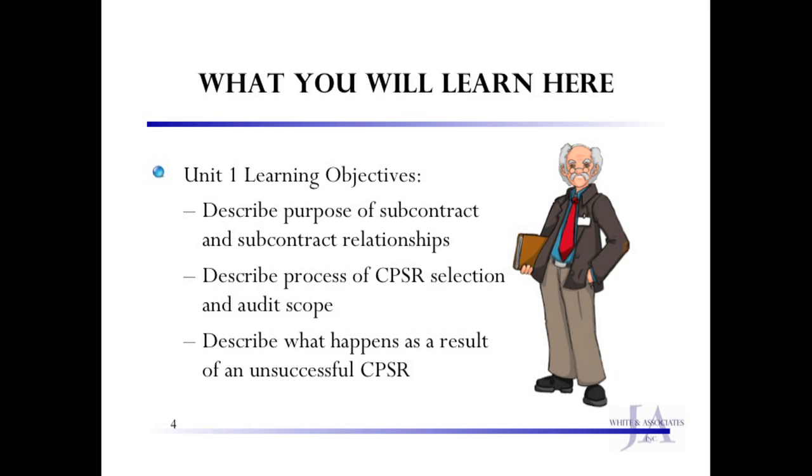Unit 1's topic deals with the overview of subcontract management as well as Contractors Purchasing System Review, otherwise known as CPSRs. Here's what I expect for you to learn today. We're going to describe the purpose of subcontracts and subcontractual relationships. We're going to discuss the process of CPSRs and how companies are selected. And we're going to talk about the audit scope of a CPSR. Finally, we're going to talk about the results of a CPSR, in terms of what happens if a firm actually fails a CPSR.